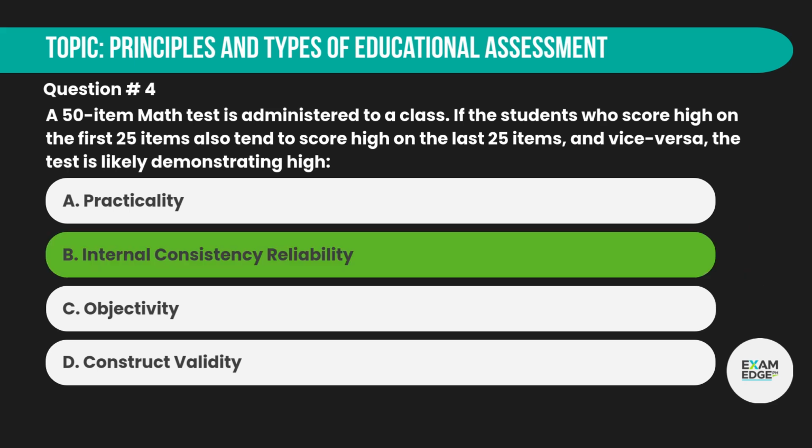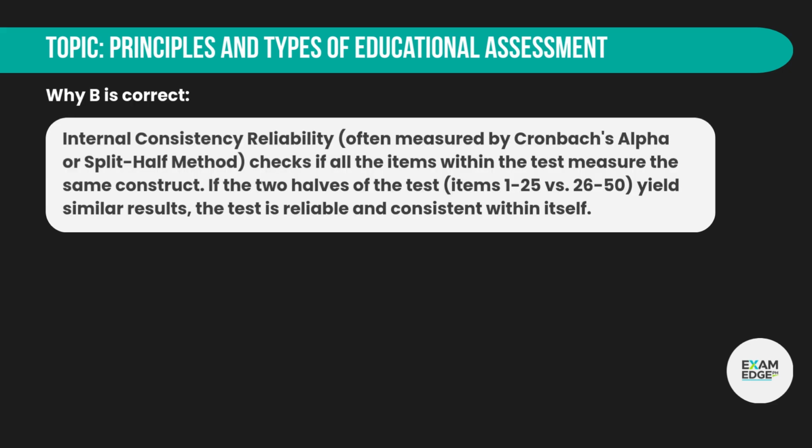Correct answer: B. Internal consistency reliability. Why B is correct? Internal consistency reliability, often measured by Cronbach's alpha or the split-half method, checks if all the items within the test measure the same construct. If the two halves of the test, items 1 to 25 versus 26 to 50, yield similar results, the test is reliable and consistent within itself.